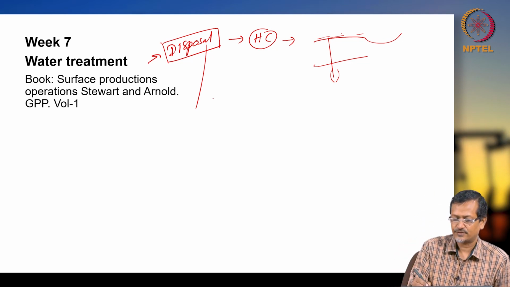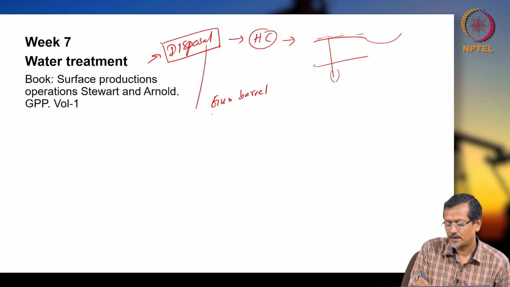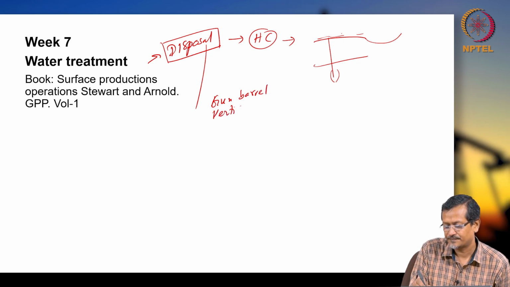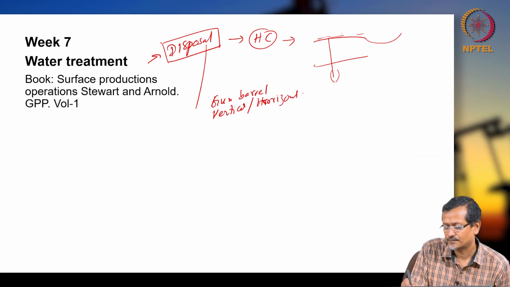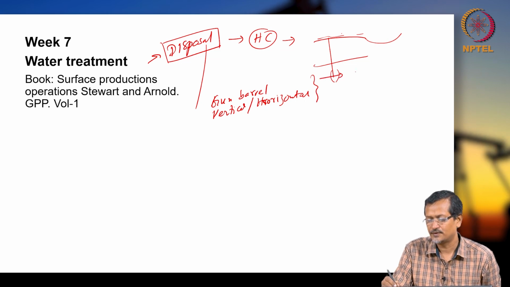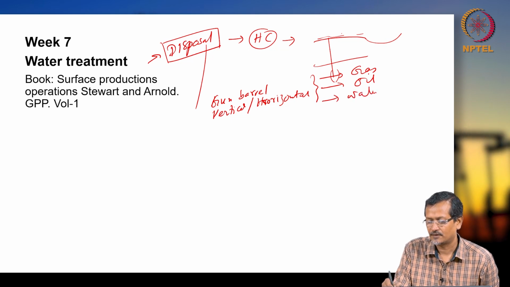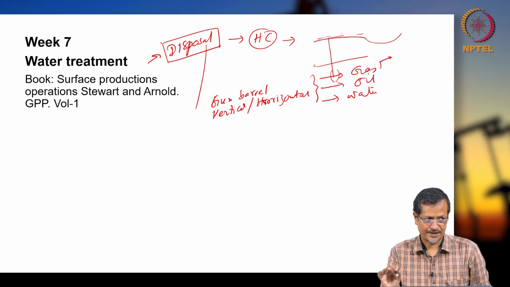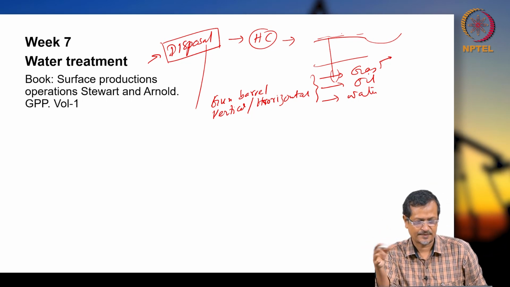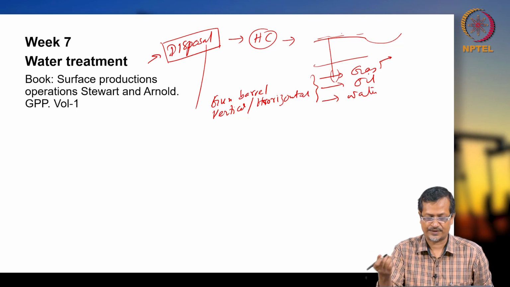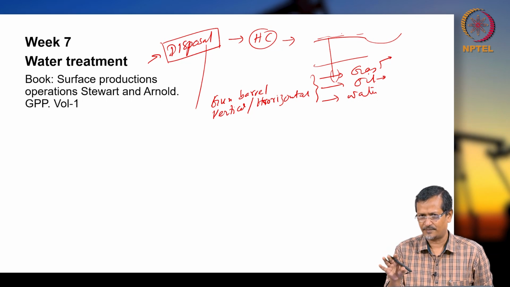In the previous lecture we discussed the gun barrel, right? Gun barrel, vertical or horizontal separator. Basically we got gas, we got oil, we got water. Now the gas we did not separate yet. We got gas, but gas will have several other constituents, so we will discuss that in some other lecture. Oil, already we separated almost all BSW, right?